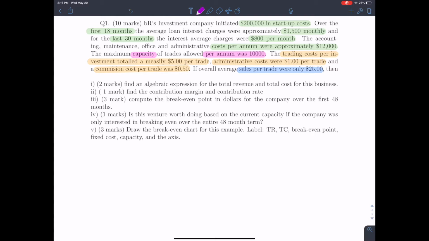Question 1. So we have a company that initiated $200,000 in startup costs. Now, over the first 18 months, the average loan charges were about $1,500 monthly. The last 30 months, they were $800 monthly.